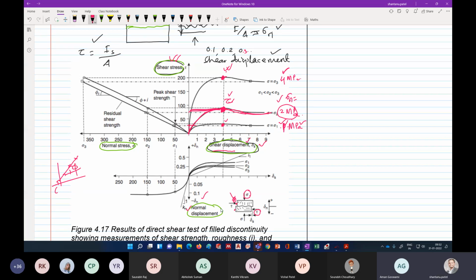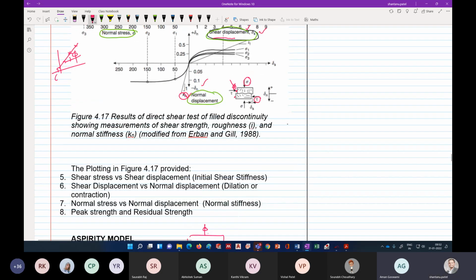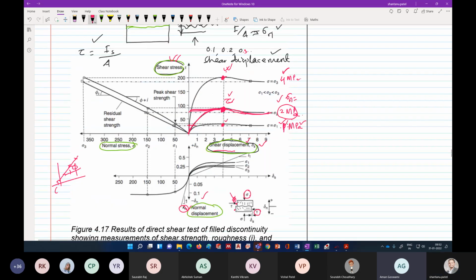Then we have some Kn, normal stiffness, and Ks, shear stiffness, which we are not discussing yet. We will not be using these in this design for now. Okay, so is this clear? Yes, sir. Okay.